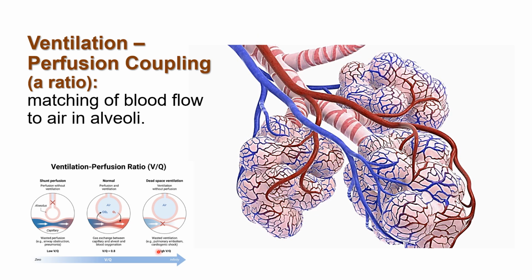If you happen to have a high VQ, you don't have enough blood flow to match the ventilation. Ideally, we want to be somewhere around a 1, if you will. Okay, so we have the proper flow and the proper ventilation. And if we have a low VQ, that means we have some kind of an obstruction and we don't have ventilation going on and the blood doesn't engage in gas exchange.